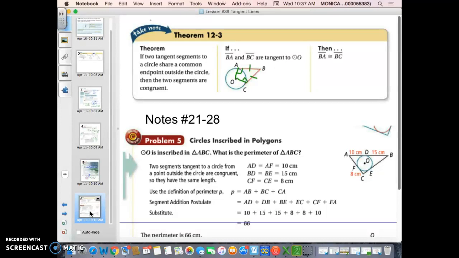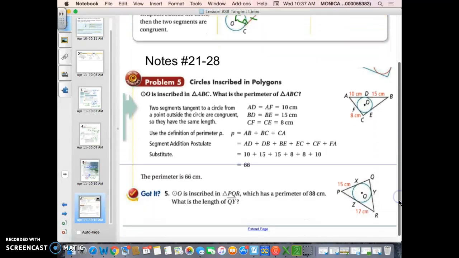This is really fun. If you have a circle, we call this inscribed. It's a circle inscribed by a polygon. And you remember a polygon is a shape that has 3 sides or more, right? So we're going to fill in information. So if this is our outside point, and we know this side is 10, then I know this side is also 10.